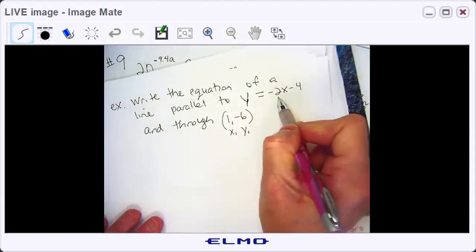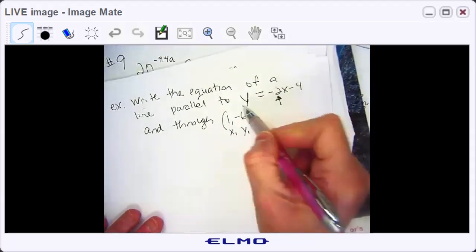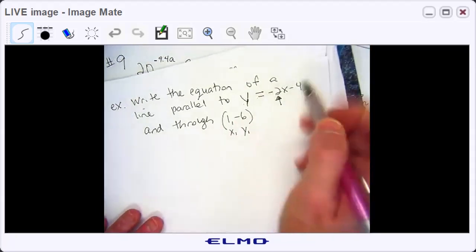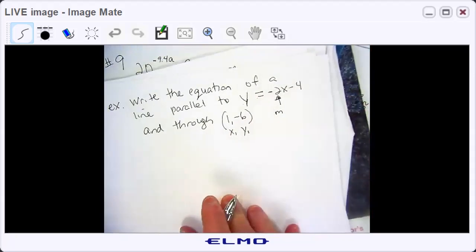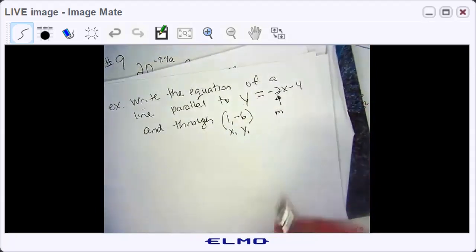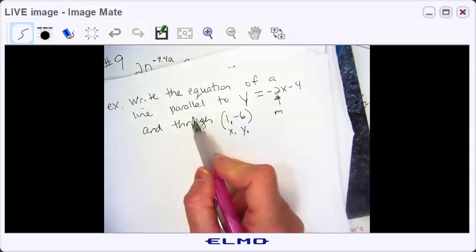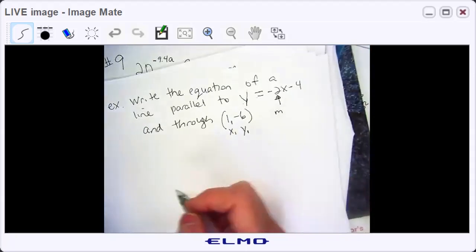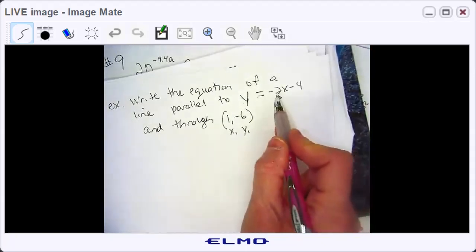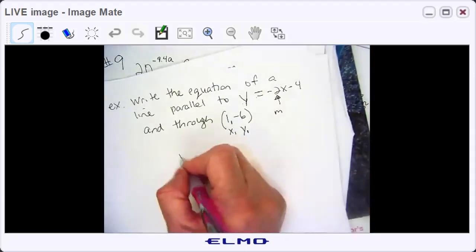The slope of this equation, because it is written in y equals mx plus b form, is negative 2. So the slope is negative 2. I'm talking about parallel, and just a minute ago, I told you that if you're talking about parallel, you don't have to change the slope. So that's the number I'm going to use in my formula. Let's go ahead and write the formula.